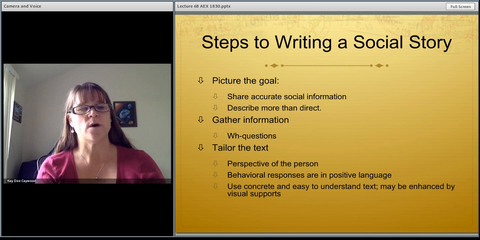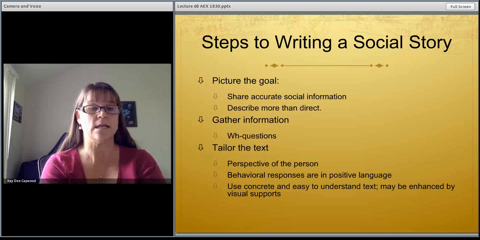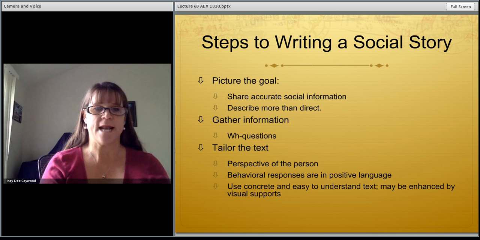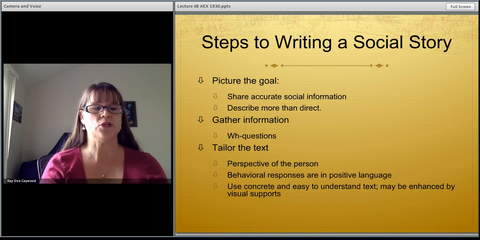The next thing you want to do is gather information by asking WH questions. Where does it happen? Who does it happen with? What's going on? You want to get as much information about what is going on, and a lot of information too, so that you can provide good description about that situation.